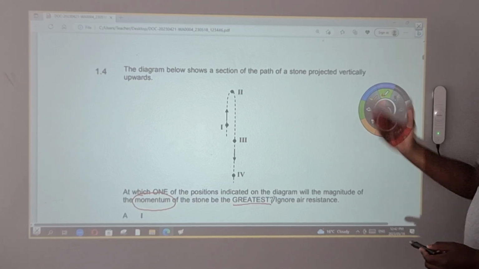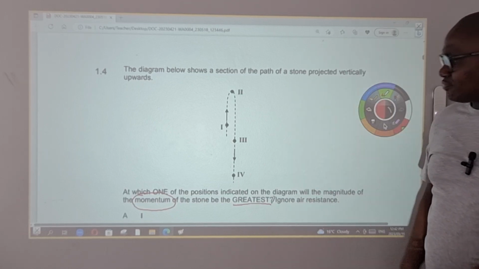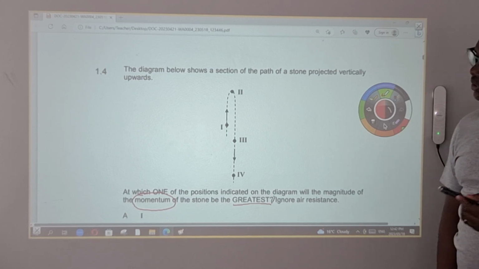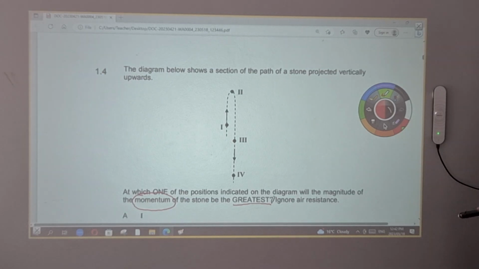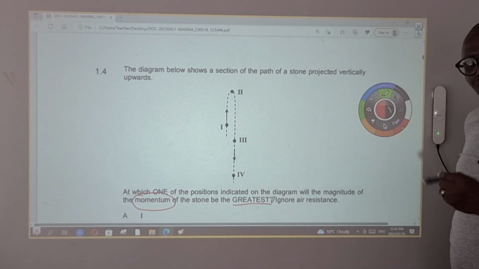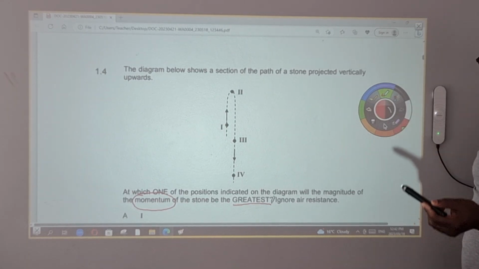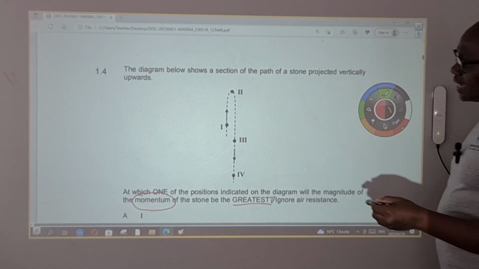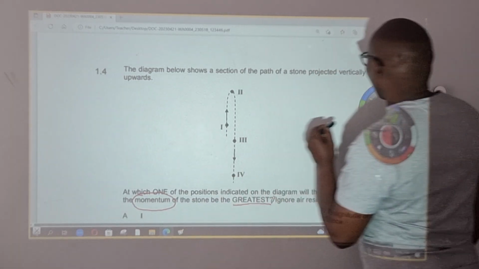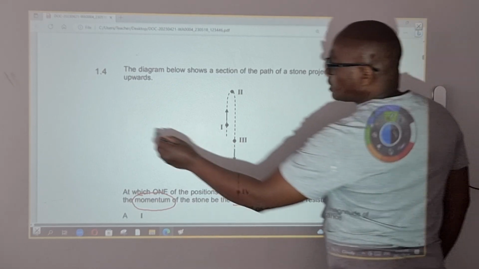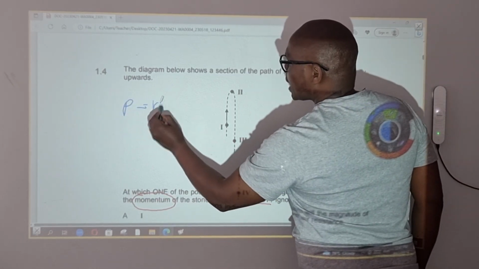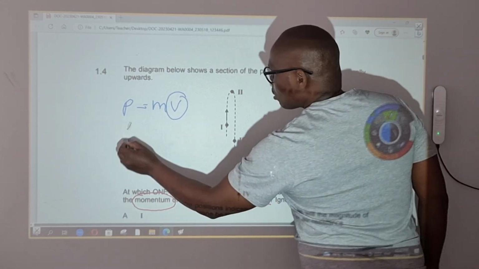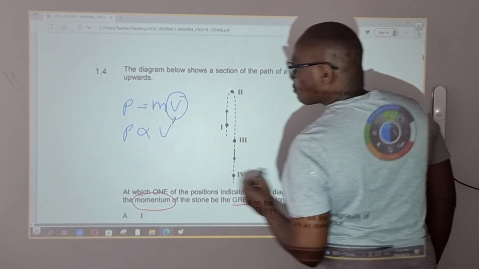Now, when you are doing projectile motion, you ask yourself why the momentum is there, because we are not dealing with momentum. No, the examiner wants to check whether you are able to relate the velocity and the movement of an object. For instance, we know that according to the formula for momentum, p is equal to mv. So there is velocity here, and we know that momentum is directly proportional to velocity.